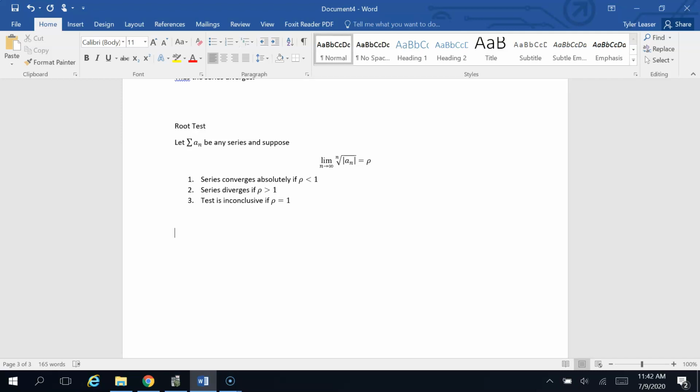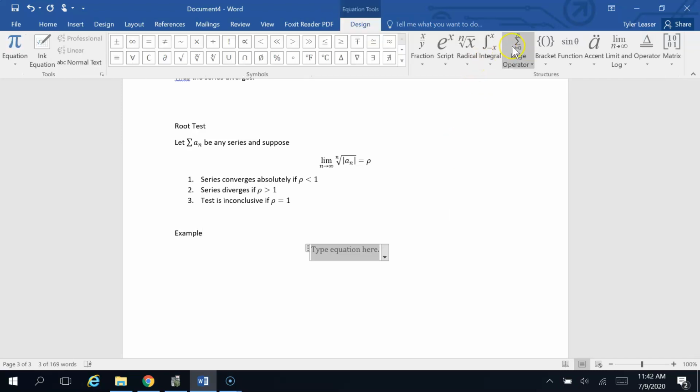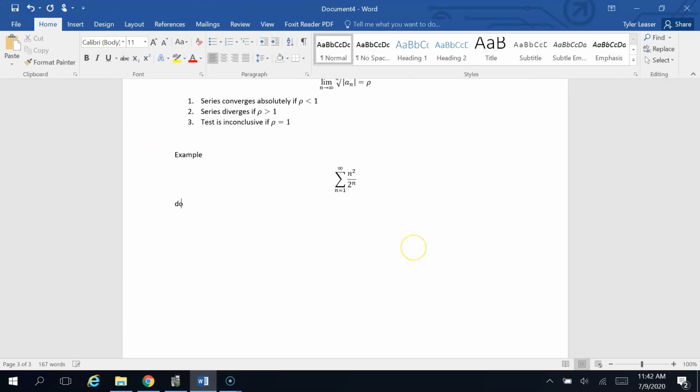Okay, and then let's just look at some examples. So let's look at the series n equals 1 to infinity of n squared divided by 2 to the n. Okay, does this converge or diverge?